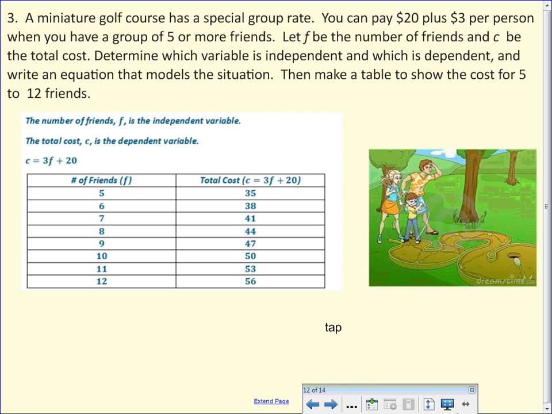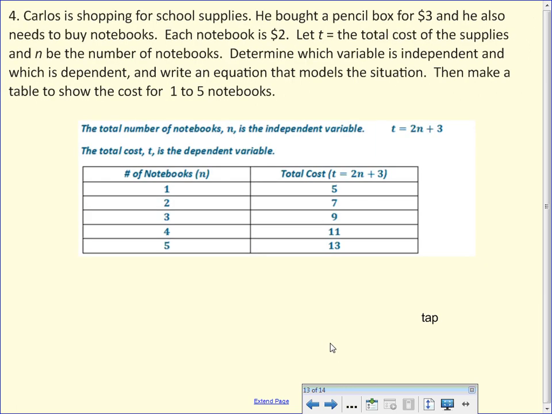And number 4, don't ever apologize for asking a question. All right, so how many notebooks and the total cost? So it's $2 per notebook plus $3 for that one pencil case. Okay, so the total cost is $2 times the number of notebooks plus the $3 for that one pencil case. Always going to be one pencil case no matter what. Okay?